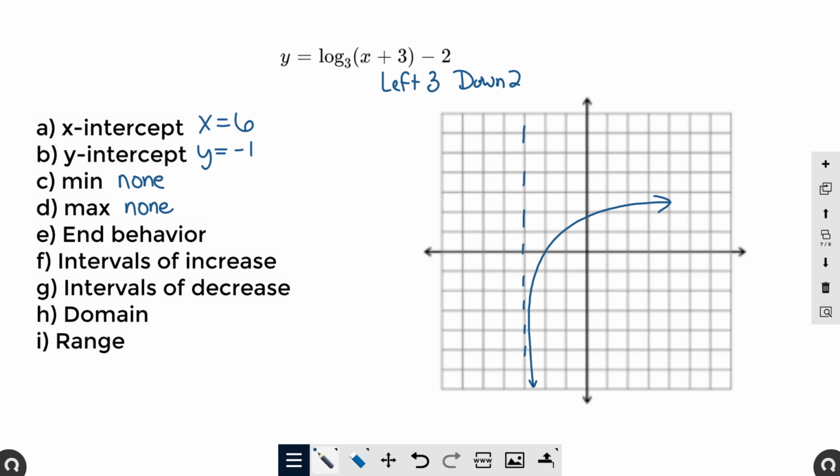Now, if it's reflected over the x, this part goes up, this part goes down. It's still none. Try it on your calculator and see. It's still none. Oh, I just sketched it real quick just to show. That's not a great graph. Yeah. All right. Yes, Dalton.